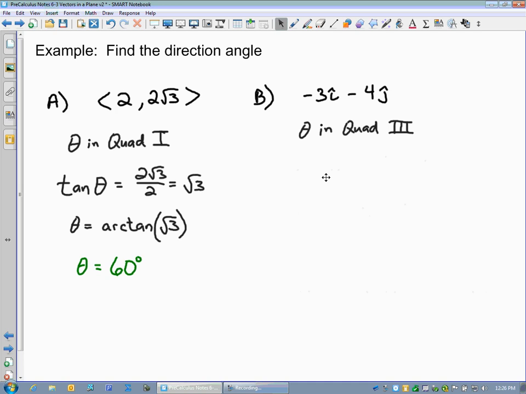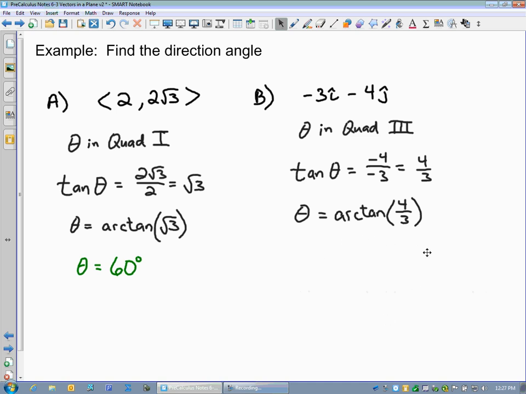So for tangent, we're going to say the tangent of theta is going to be b over a, so it's the coefficient of j hat, which is -4, over the coefficient of i hat, which is -3. Of course, the negatives cancel, giving you just 4/3. And of course, I want to take the arctangent of both sides. So theta equals the arctangent or inverse tangent, whichever way you like to say it. But theta is going to be the arctan of 4/3.